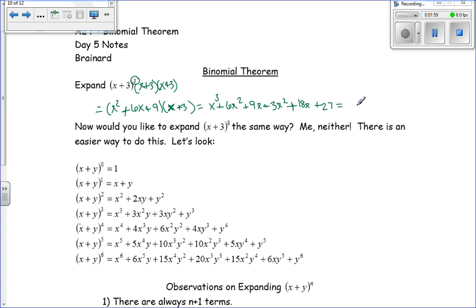And then I have to combine my terms, so I get x cubed plus 9x squared plus 27x plus 27. Now, would you like to expand x plus 3 to the 8th the same way? I know I wouldn't. There is an easier way to do this, and this is what the binomial expansion is.